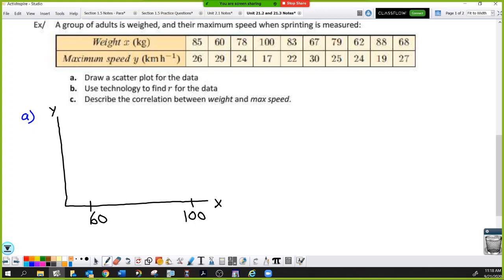And if I go by fives, how many tick marks is that? So 60, 65, 70, 75, 80, 85, 90, 95. Yikes, that was really bad. 65, 70, 75, 80, 85, 90, 95. That's better. Much better.